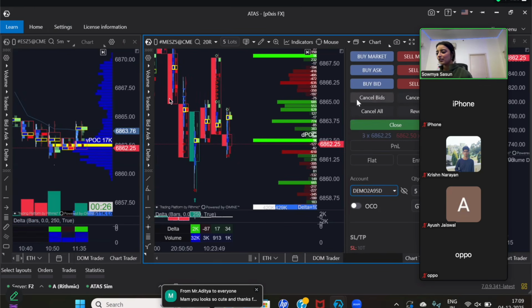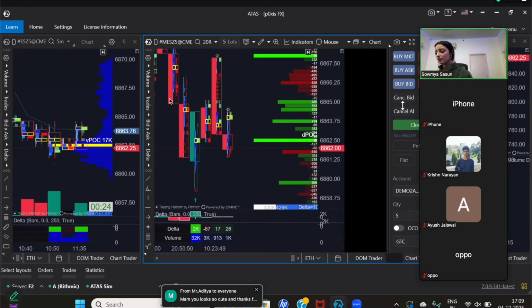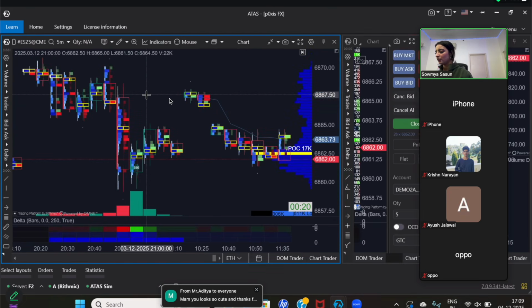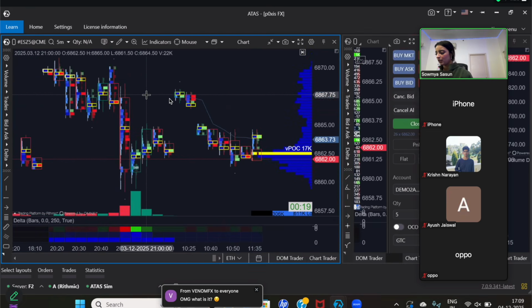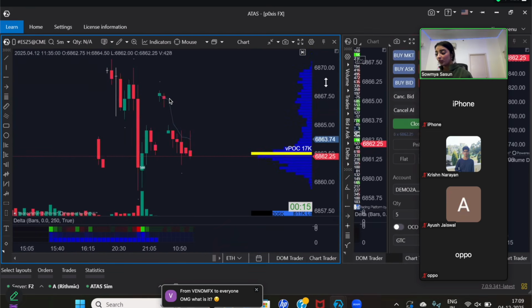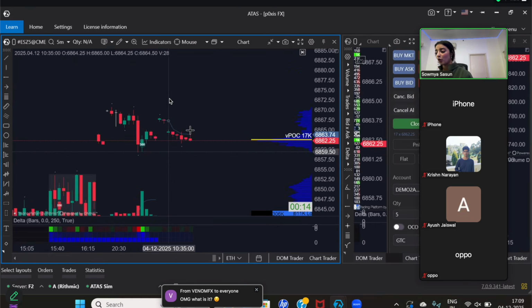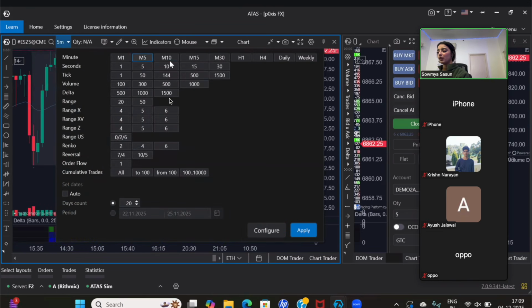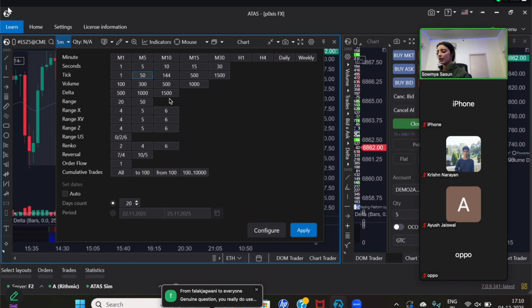So you can see that you have 3 screens. Let's break it down one by one. This is my first screen. What is this? This is literally my normal candlestick charts. Here you can see the timings: 1 minute, 5 minute, 10 minute, 15 minute, 30 minute, 1 hour, 4 hour, daily, weekly, seconds, ticks, volume, whatever. I don't care about anything that's written.